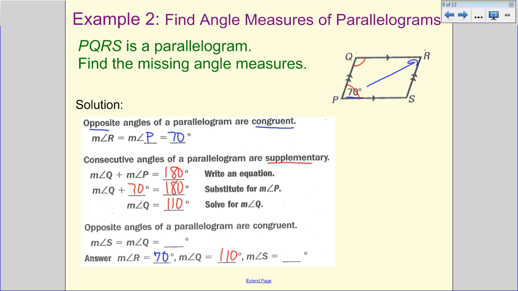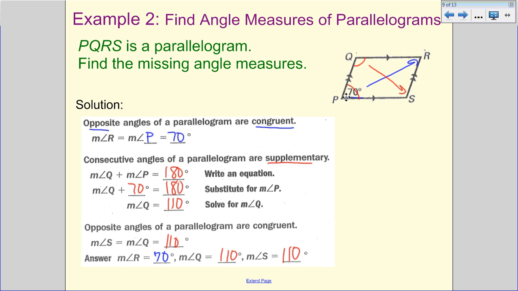And because angle Q is opposite angle S, that means angle S equals angle Q, which is 110 degrees. So angle S is 110 degrees, which is how we prove what I just said. If we only have one angle, we can still find all 4 of them.